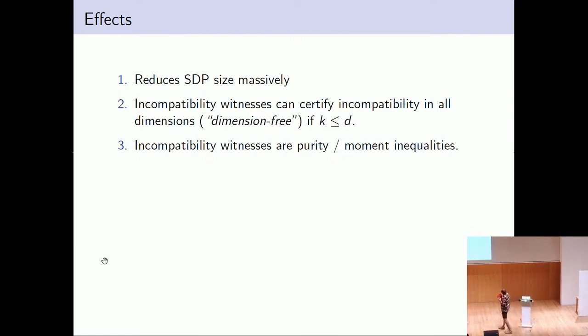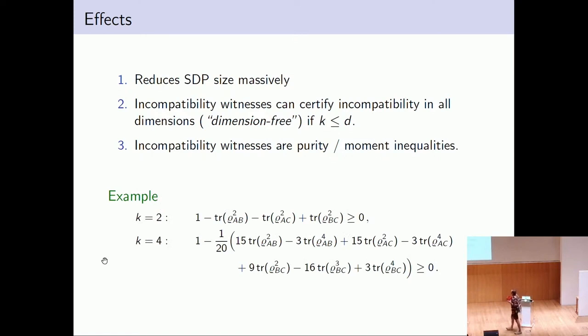And one way to see this is that these witnesses are purity or moment inequalities. What do they look like? Here's an example. These we found numerically. Any kind of tripartite system, rho ABC, will satisfy these relations. Here is one of degree 2, where we have purities of degree 2 involved, and here we have one that involves degree 2, 3, and 4. The way they act as witnesses is that these were produced by giving some spectrum to the computer to ask whether it's compatible, and the computer will spit out this equation, and the spectrum will violate these equations.